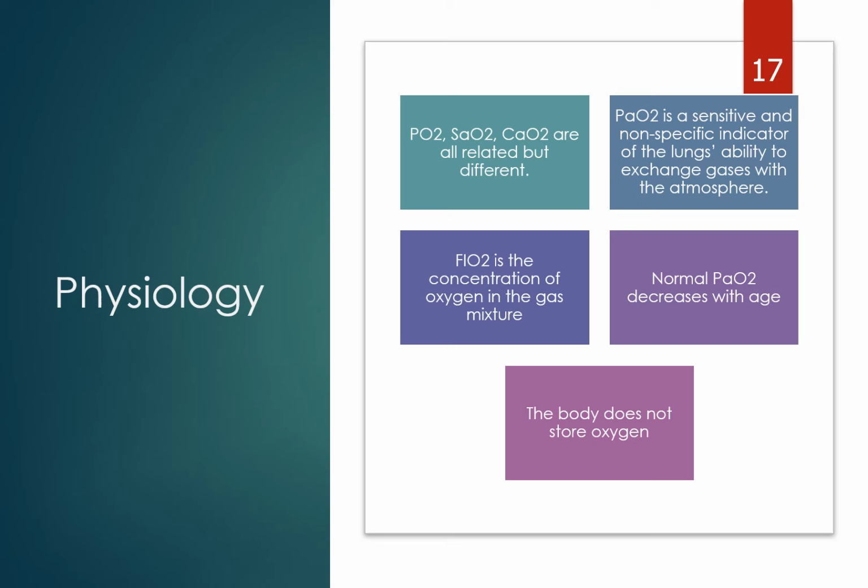Normal PaO2 decreases with age. So the older we get, the normal PaO2 level will decrease. Normal PaO2 in a normal healthy adult is anywhere from 80 to 100 millimeters of mercury. And most importantly, the body does not store oxygen, so we need a constant source of oxygen coming into our body. So I'm going to break these concepts down a little further on the next couple of slides.